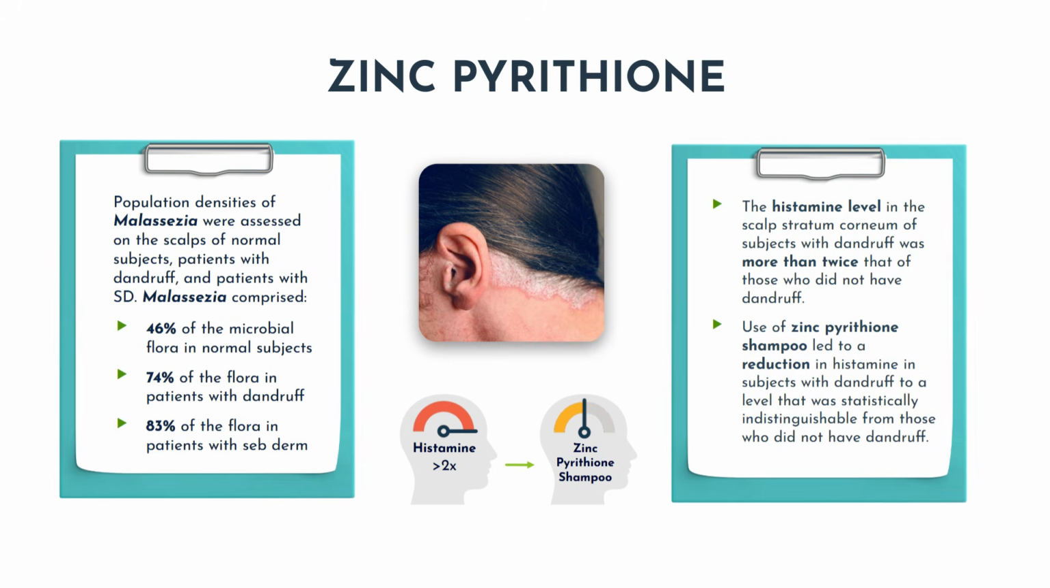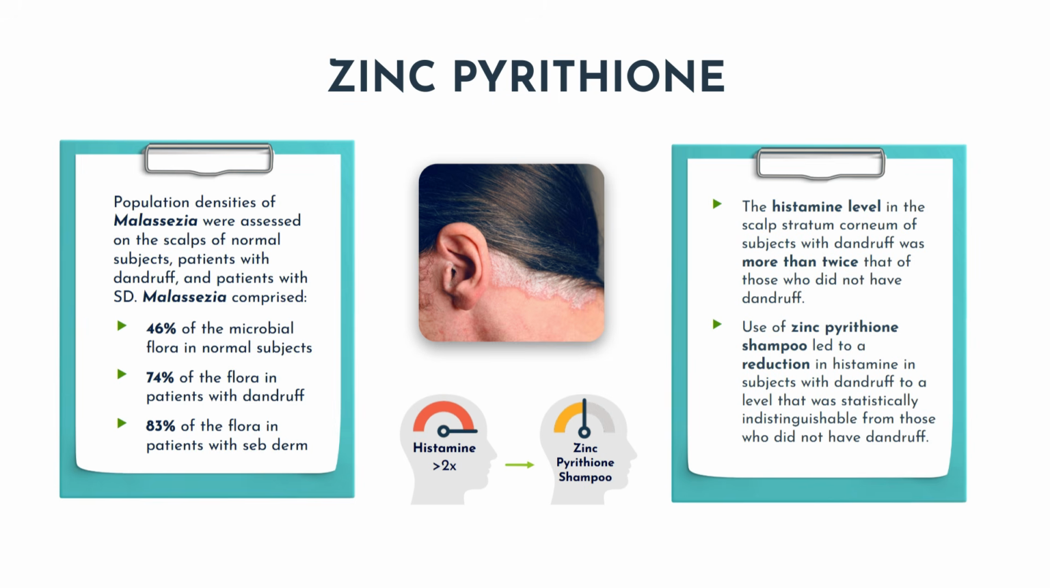For the scalp, something called zinc pyrithione can help with scalp psoriasis. So we've looked at patients who have scalp psoriasis and those who don't. And in normal healthy controls, 46% of the microbial flora is Malassezia. But in those with dandruff, it goes up to 74%. And so there's this huge jump.